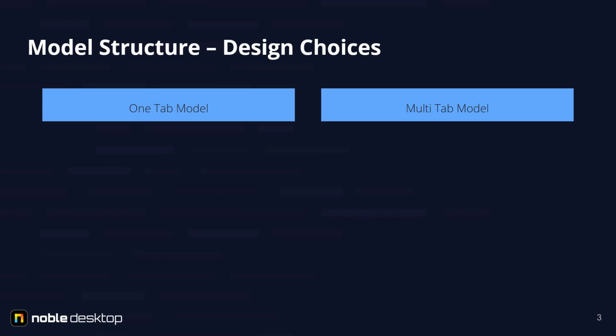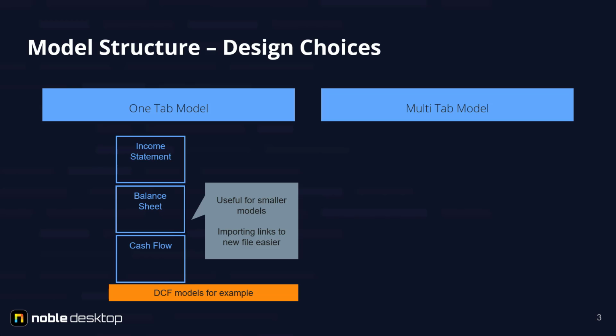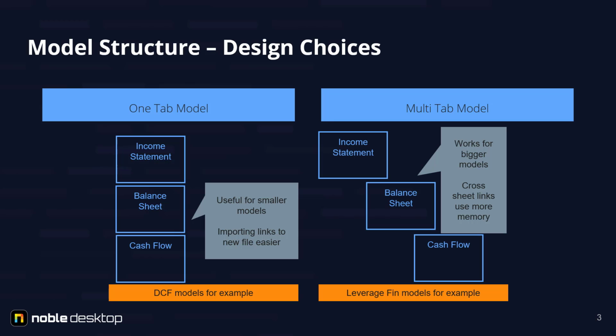Let's take a look at the model structure and design choices for financial models. It can be a one-tab model where the income statement, balance sheet, and cash flow statement are located on one tab of an Excel spreadsheet. Usually it's useful for smaller models, for example, DCF models. A multi-tab model works for bigger models, and it uses cross-sheet links, which uses more Excel memory.